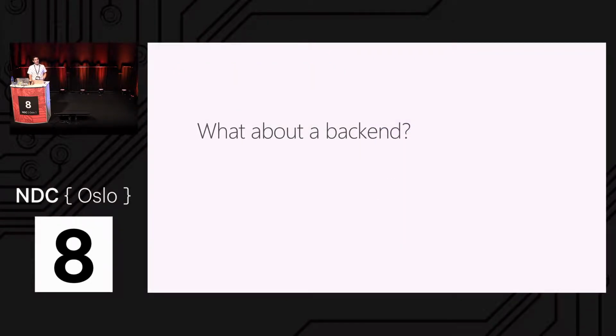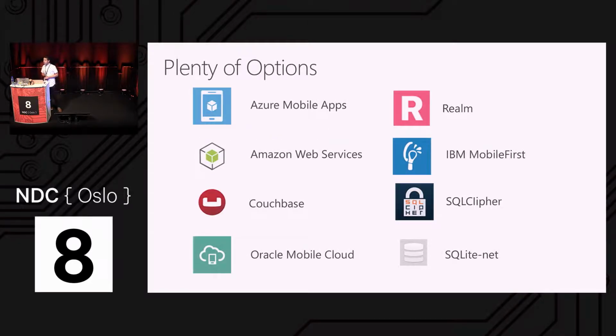So what about the backends that we're going to integrate into? Well, there's two real scenarios. There's ones where we control the backend or we're integrating with a third-party backend. If we're creating our own backend, there's great services out there from Microsoft with Azure Mobile Apps, which we'll be looking at today. Amazon has AWS and it has mobile integrations. Couchbase, Oracle, IBM also have solutions, and Realm, which we'll look at for real-time databases.